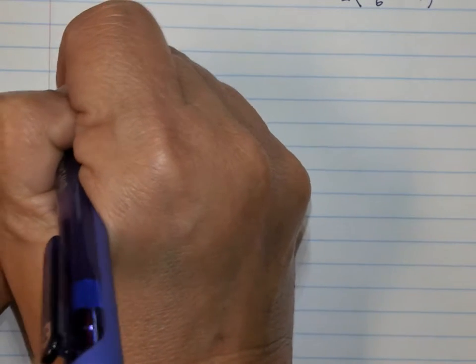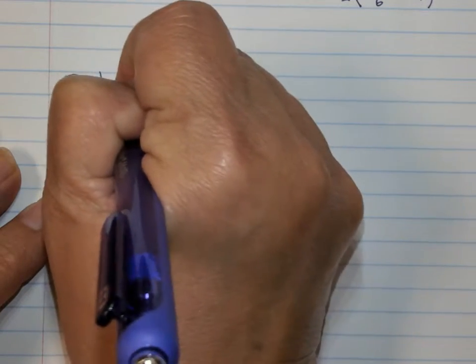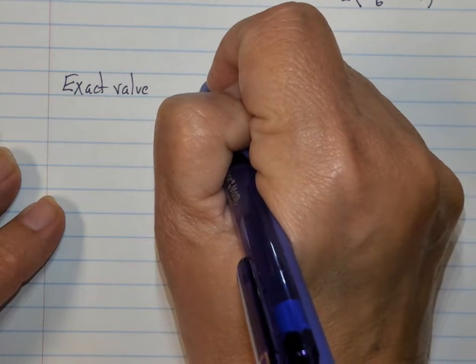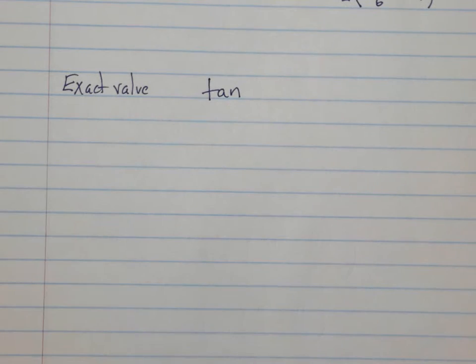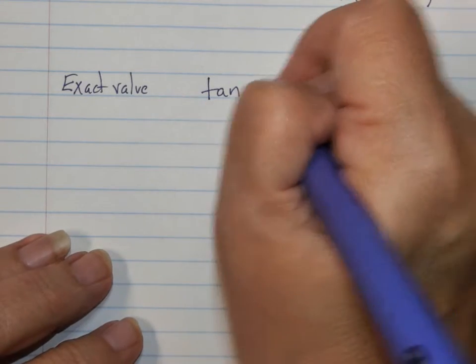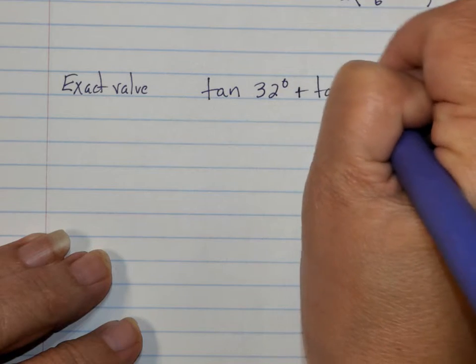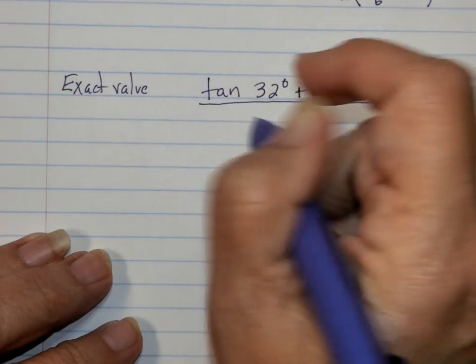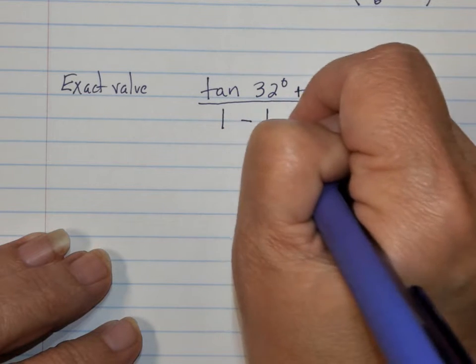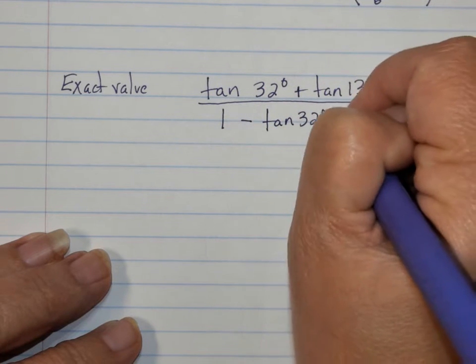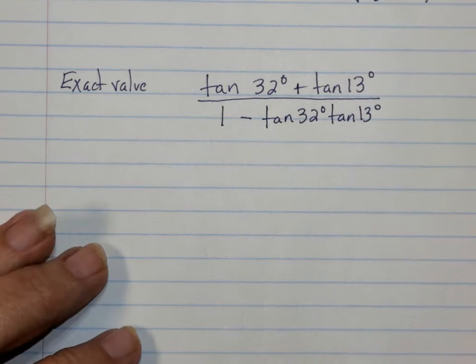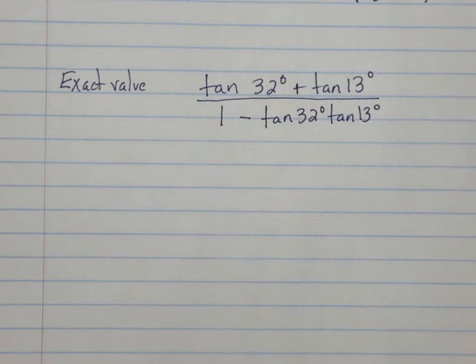Alright, so if I'm looking for an exact value, and my problem is tangent 32 degrees plus tangent 13 degrees divided by 1 minus tangent 32 degrees times tangent 13 degrees. You look at that, you're like, oh my God, that looks terrible.